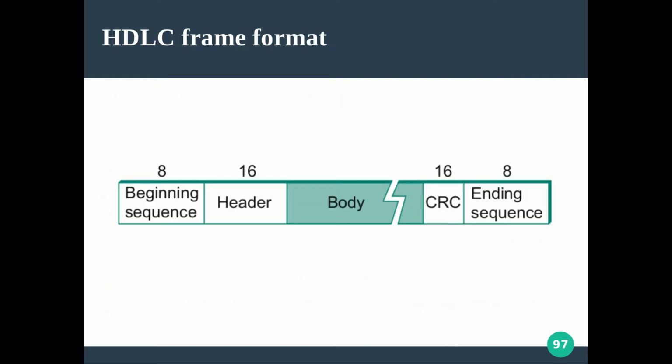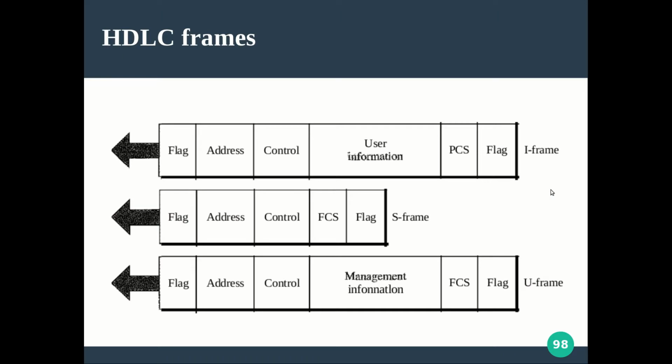So the HDLC frame format, like the point-to-point protocol frame format, you can see a beginning sequence, and the same pattern occurs as the ending sequence, and then the header part, the body, and the CRC, the checksum part. The number of bits was highlighted because it's a bit-oriented protocol, say 8 bit, 16 bit, the body of variable length, and again 16 bit and 8 bit. And so you can explain this.